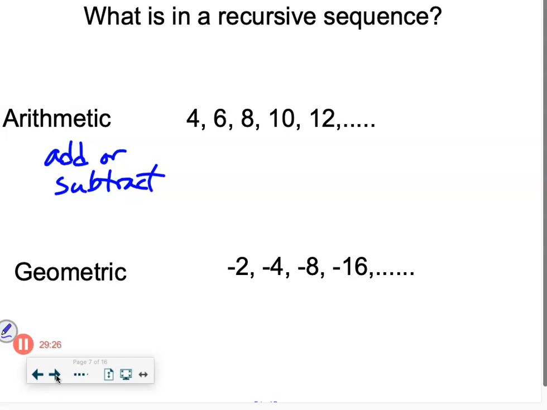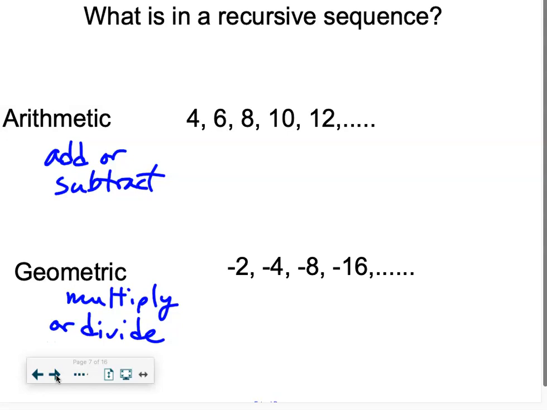And then geometric. How do you go from one term to the next in a geometric sequence? Yes, very good. You either multiply or divide. We're always going to say multiply, but that's okay. Multiply or divide. All right, so whenever you add or subtract to go from one term to the next, you're on an arithmetic sequence. When you're multiplying or dividing, you're on a geometric sequence.